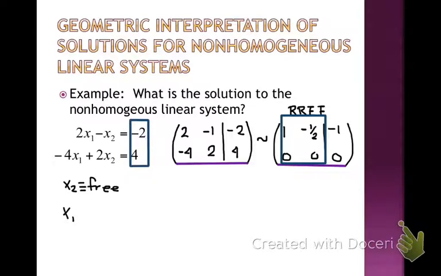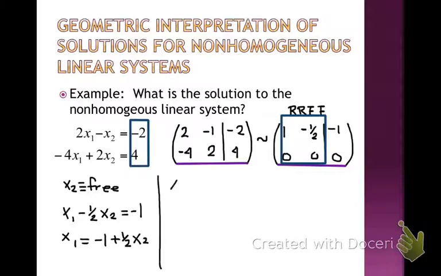So I'm just now interpreting the first line of the augmented matrix. We have x1 minus 1/2 x2 is equal to -1. Right, so now we're going to write x1 in terms of x2. So we have x1 is equal to -1 plus 1/2 x2. So now we want to write the solution in parametric form.